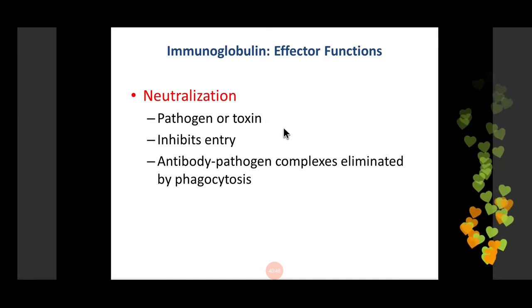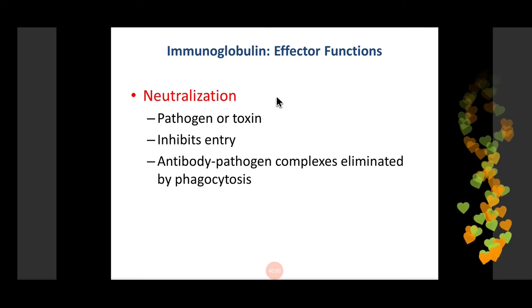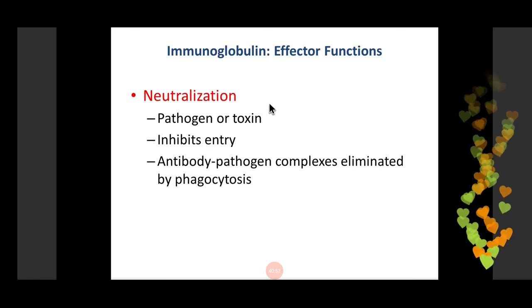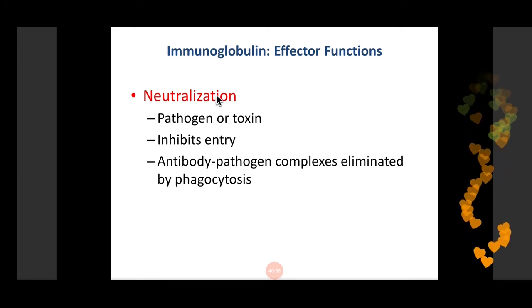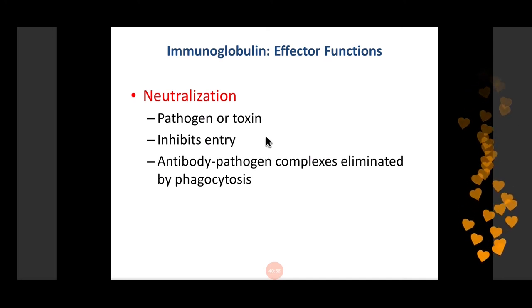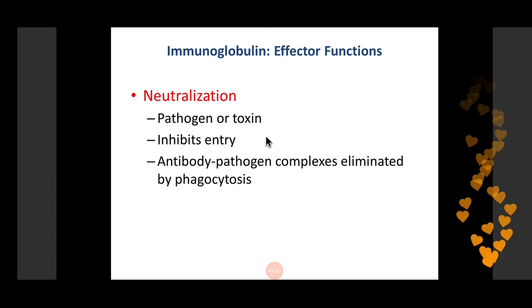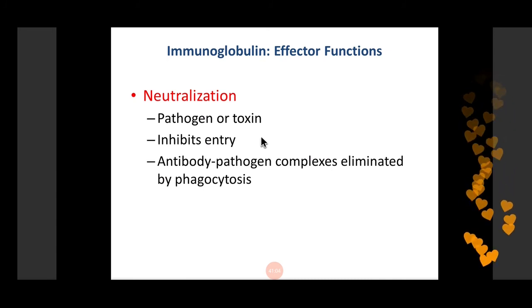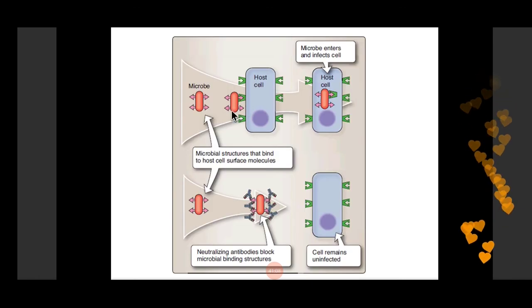So this is what we mean by the word neutralizing antibody. All antibodies are not neutralizing. Only the ones which are able to bind the pathogen and prevent its entry into the cell are referred to as neutralizing antibodies. And then these antibodies which are bound to the pathogen or toxin will be removed from the system by phagocytosis.